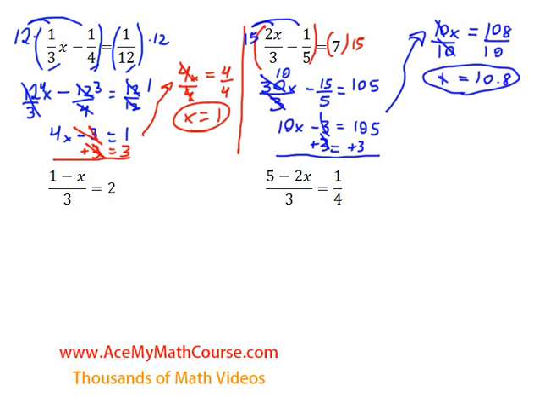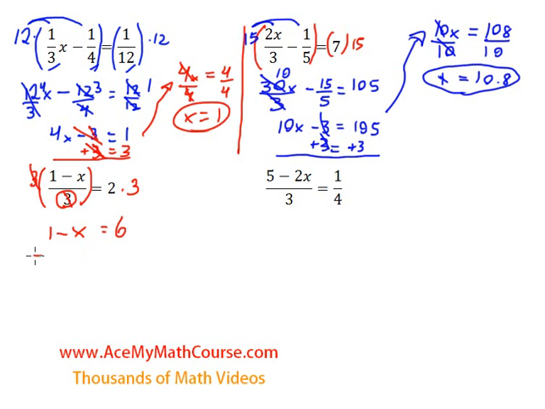Next example. Now we have 1 minus x divided by 3 is equal to 2. What can we do here? Let's just multiply both sides by 3. That way, I can get rid of this 3 over here, because 3 divided by 3 is 1. And 1 times this whole thing is just going to be 1 minus x. 2 times 3 is 6.